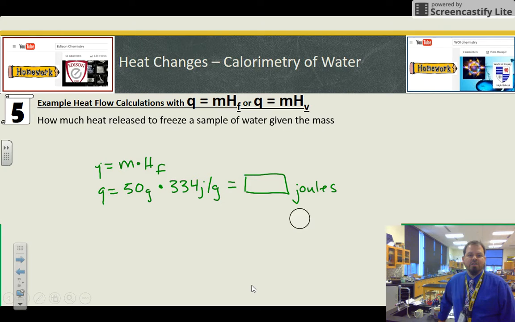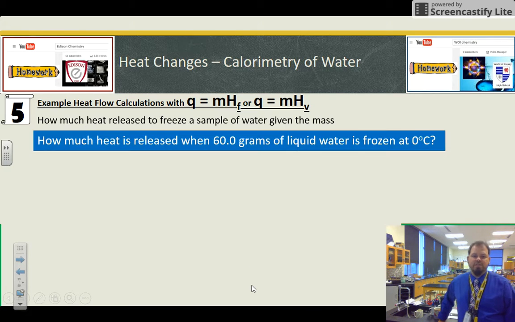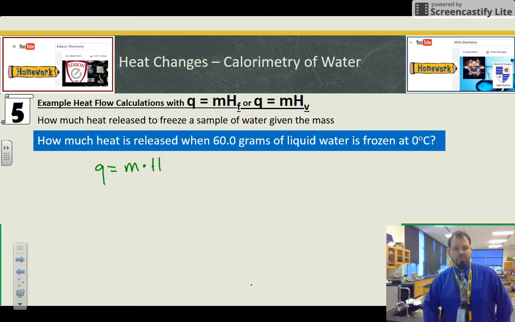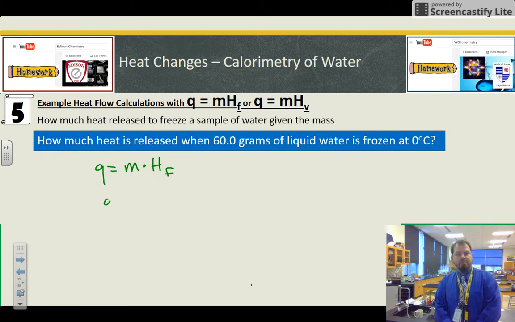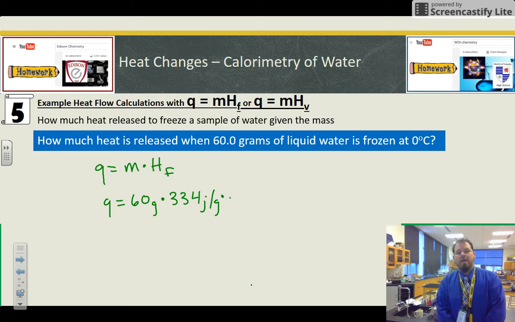Now, how much heat is used to freeze a sample? I have a 60-gram sample and I'm freezing. Freezing starts with F, so again, H sub F. That's how it helps. I'm just going to plug in my grams. Q equals 60 grams times 334. Mr. Monaco will throw those units in for us, and you will plug and chug this out of your calculator.